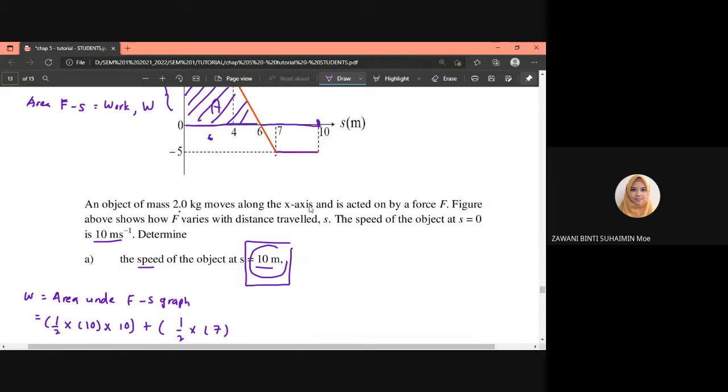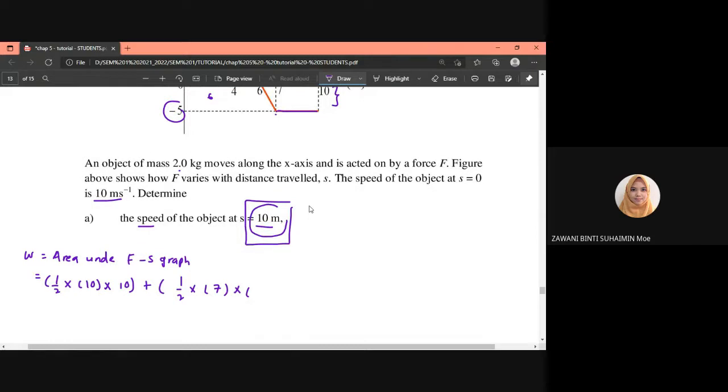So lepas tu darab dengan height dia. Height dia adalah negatif 5. Kita kena consider tau negative sign sebab work dia ada positif dan negatif. Tapi positif dan negatif tu bukanlah bermaksud direction dia. Dia hanya nak menunjukkan bahawa sistem awak tu loss energy ataupun gain energy sahaja. Okay. Negative 5. So bila kita calculate, kita akan dapat dekat sini 50.